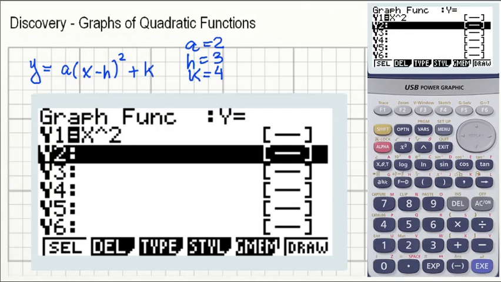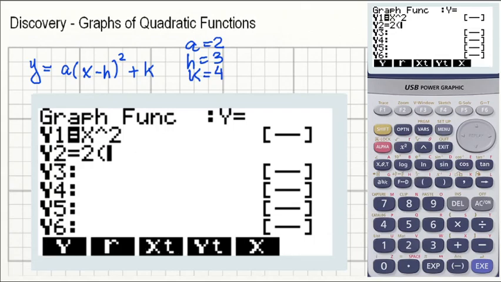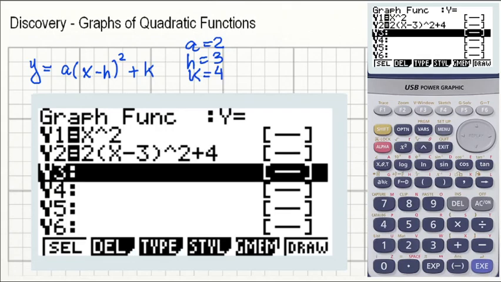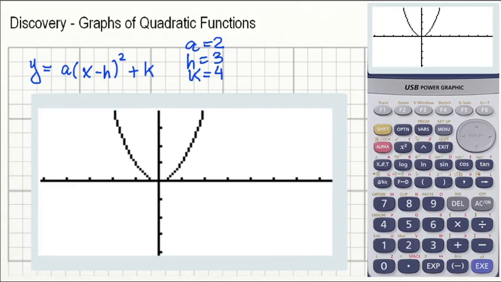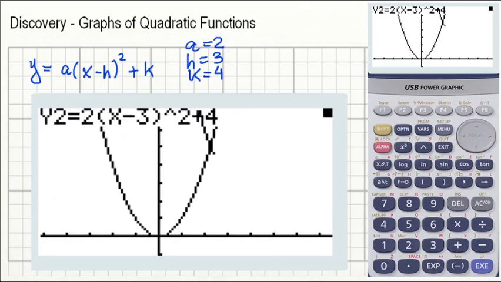Alright, so our function will then be 2 times open brackets, x minus 3 squared, plus 4. Let's draw them, and let's scroll to find it.